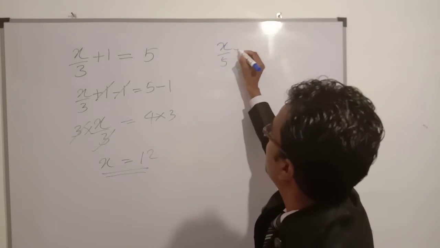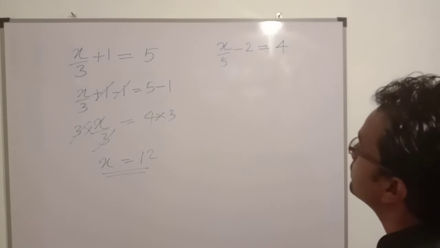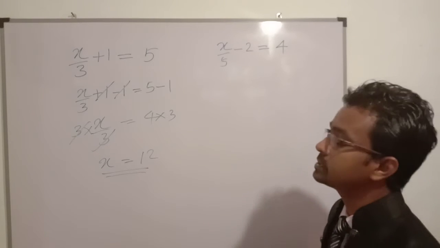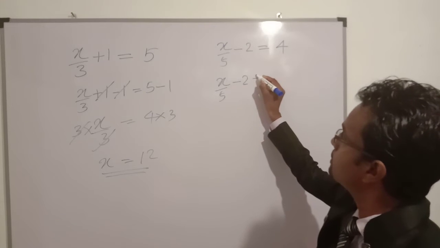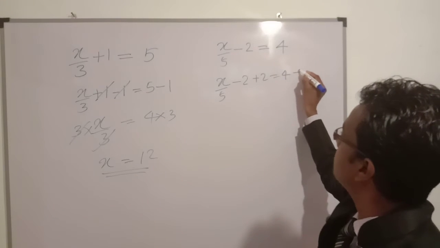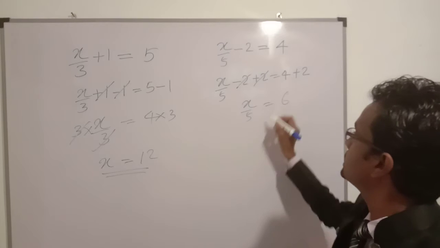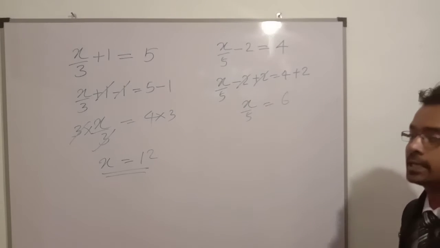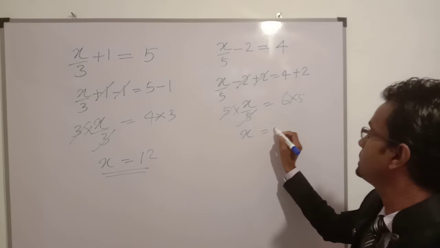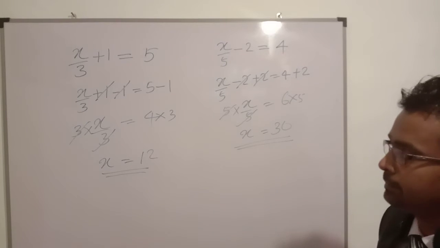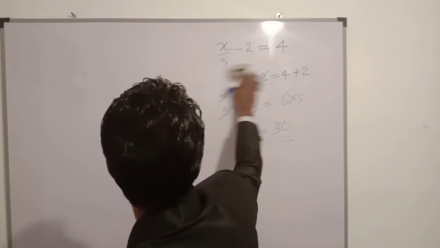x over 5 minus 2 equals 4, right? In this equation you can see fractions and numbers. Let's cancel the constant number. x over 5 minus 2, its opposite value is plus 2. Add the same value to the other side. Positive 2 plus 2; positive 2 and negative 2 cancel out. x over 5 is equal to 6. Now we want x, we don't want 5. Cancel that 5: multiply both sides by that number. The 5s cancel out. x is equal to 30. This is a way of solving equations with fractions.